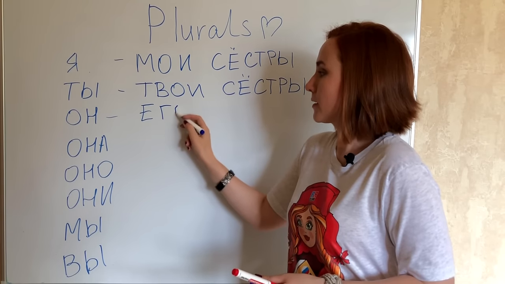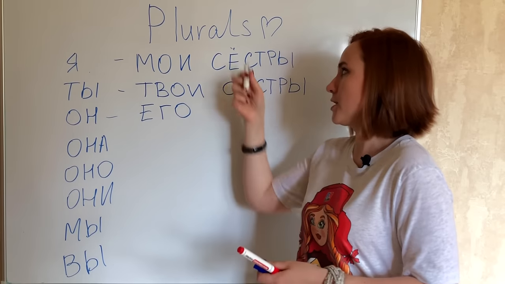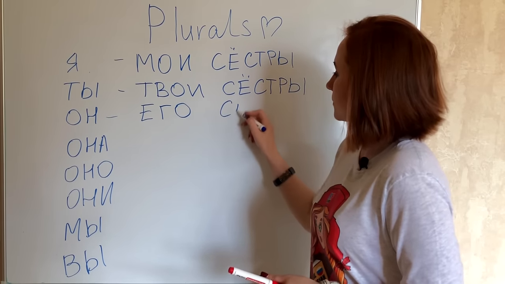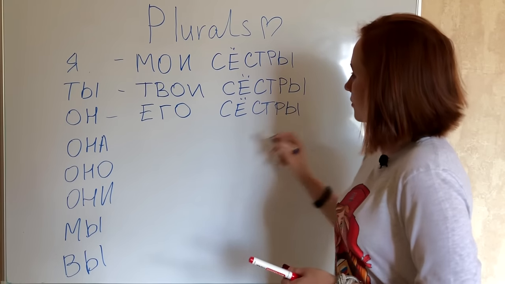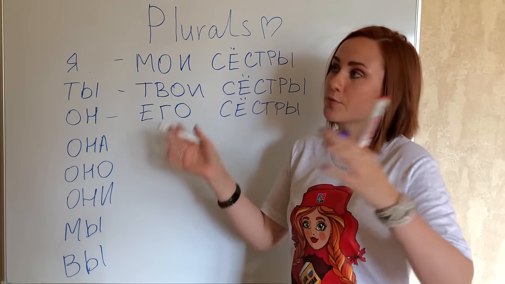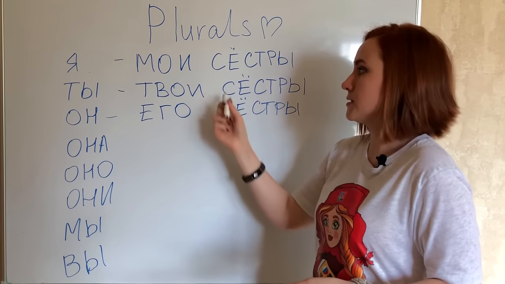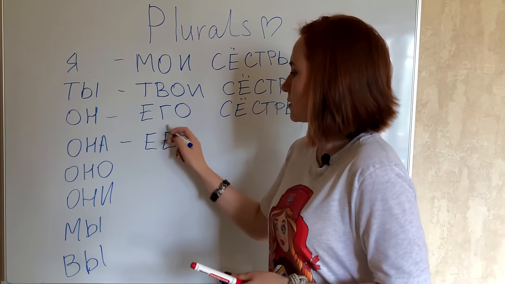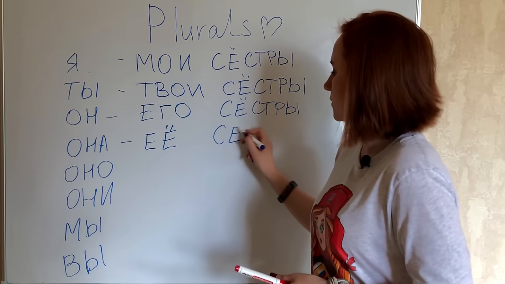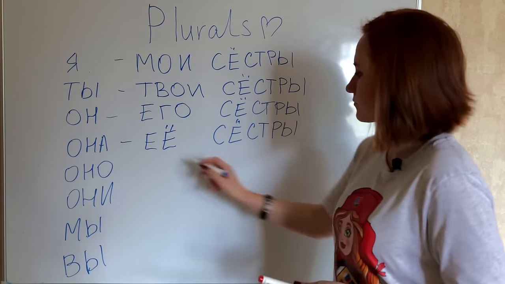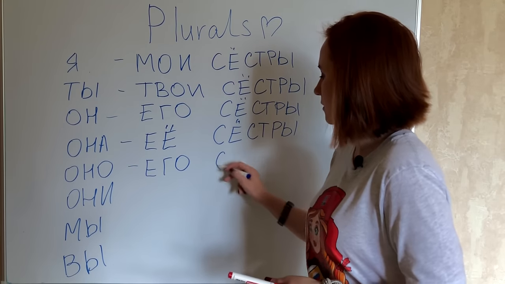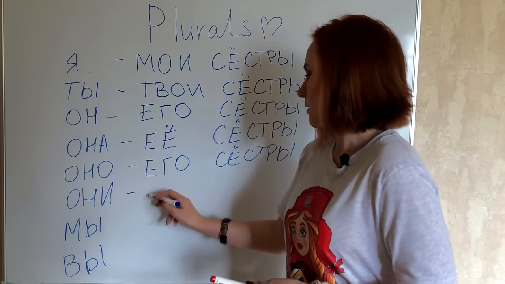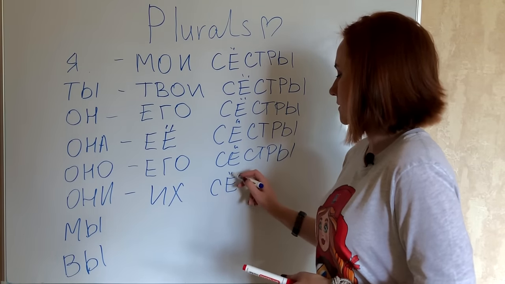Твои сестры. How about his sisters? Его сестры. You remember that these don't change with plurals, right? If you don't remember this stuff, means that you didn't learn the previous material well. So, don't go to this before you master the previous lessons. I'm begging you, because you will get stuck. Её сёстры, her sisters. Оно, его сёстры. Its sisters. I don't know, maybe some monster has some sisters.